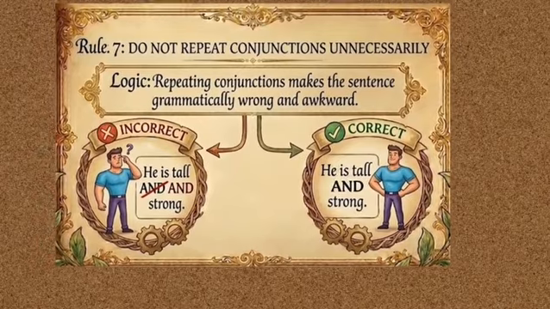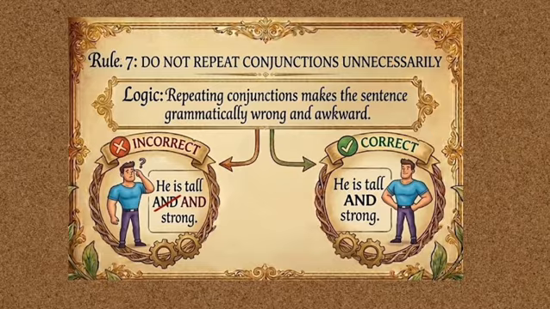Now moving on to the last rule of this video, that is rule number 7. Now rule number 7 states that do not repeat the conjunctions unnecessarily. The logic behind this rule says that repeating the conjunctions makes the sentence grammatically wrong and awkward to pronounce and read. For example, if I say, "He is tall and and strong." So as you can observe that I have used "and" twice in this sentence. So it is very awkward to pronounce and it is grammatically incorrect.